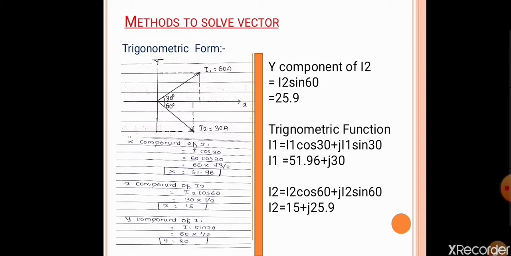Next, the y component of I1. When you want to find the y component of I1, you should always multiply with sine angle. So that is I1 into sine 30, equal to 60 into 1 by 2. You will get the y component of I1 as 30. Next, the y component of I2 equals I2 into sine 60. You will get 25.9.